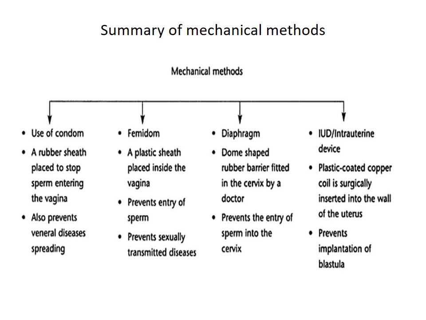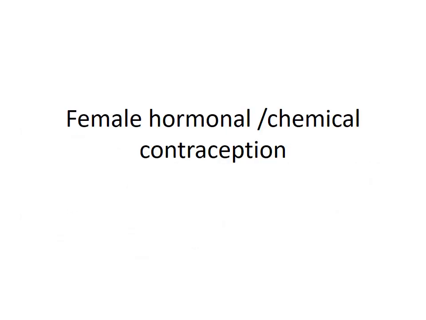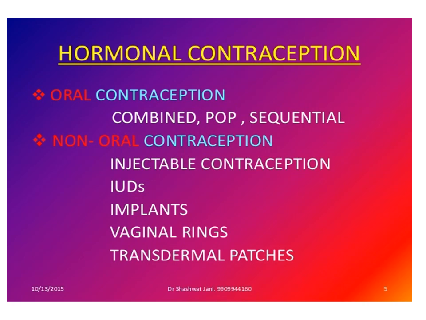So here is the summary of all the mechanical methods of contraception. Coming to the hormonal or chemical contraception. These are use of estrogen and progesterone preparations. It could be oral, like pills, or it could be non-oral, like injectables, IUDs, implants, rings, patches.